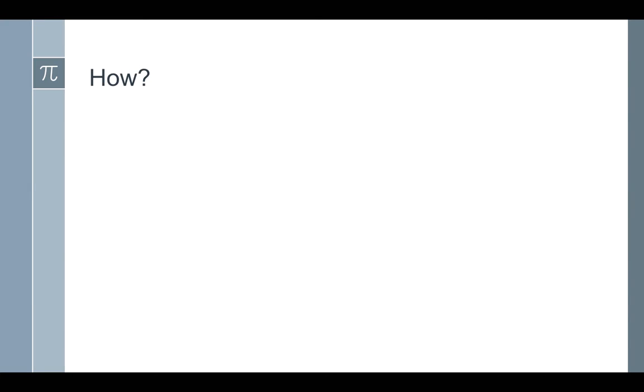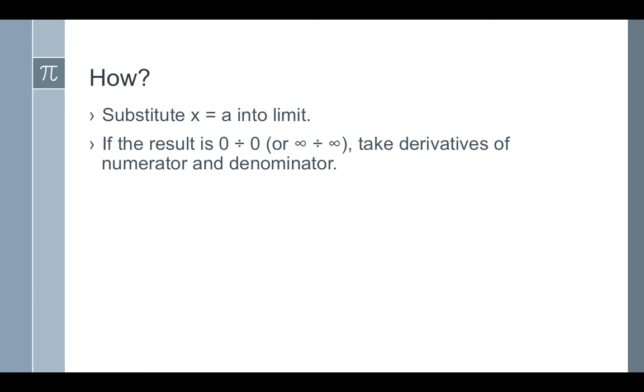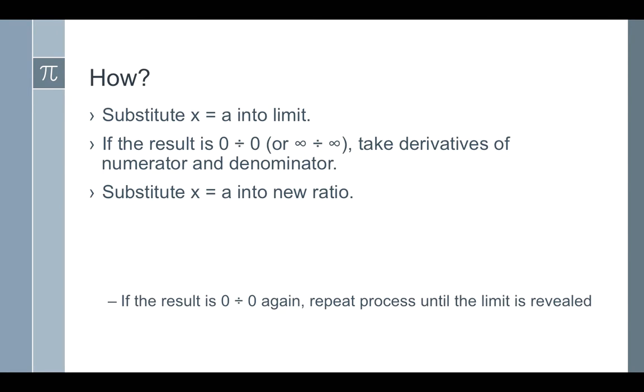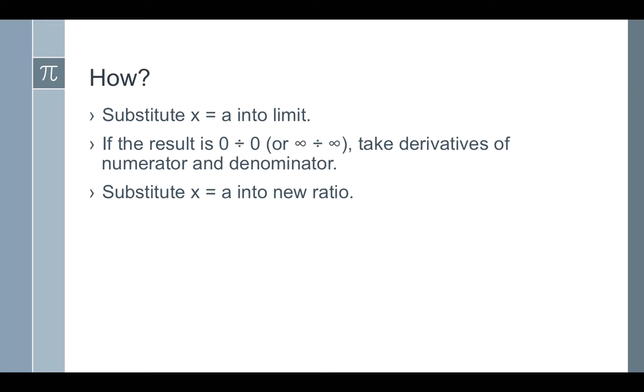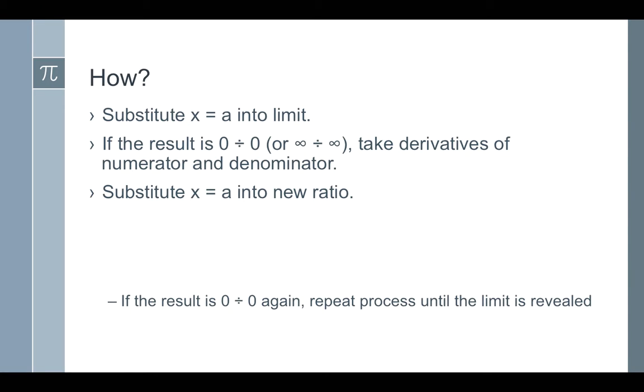So here's what you're going to do in solving these problems. You're going to substitute x equals a into your limit problem. If the result is 0 divided by 0 or infinity divided by infinity, we'll get to that in a moment, you take the derivatives of the numerator and the denominator. You then substitute a into that new ratio, and that will hopefully get you an answer. But if you get another 0 divided by 0 or infinity divided by infinity, you repeat that process until the limit is revealed to you.